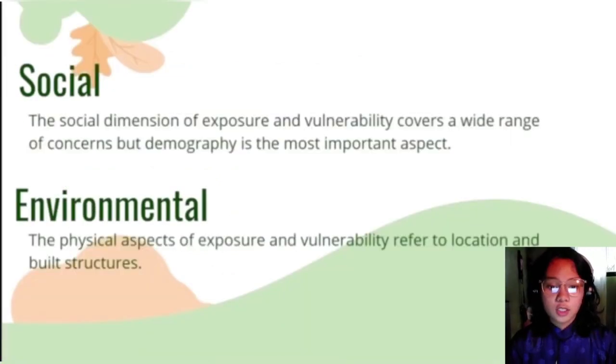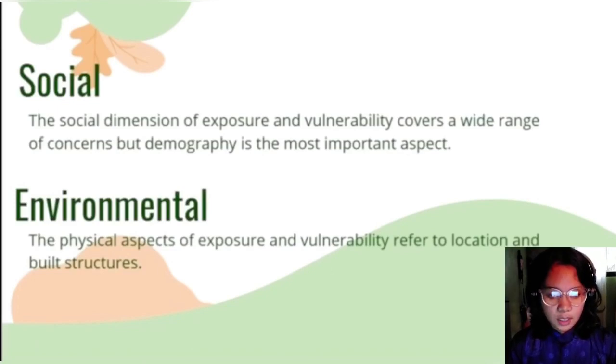Social. The social dimensions of exposure and vulnerability cover a wide range of concerns, but demography is the most important aspect. For example, certain population groups may be more vulnerable than others. A rapidly aging population is more vulnerable as health, economic growth, and mobility issues are pronounced.